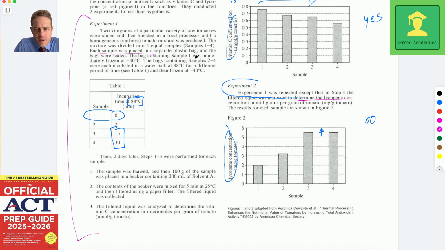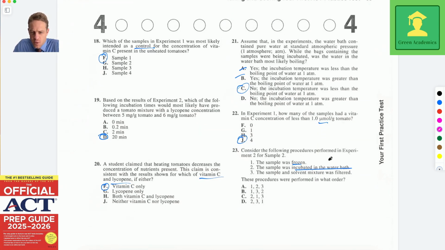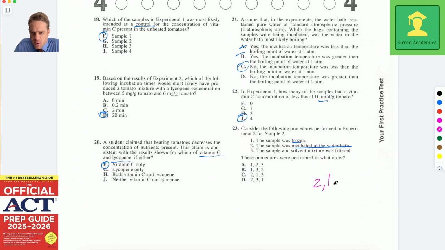Each sample was placed in a separate plastic bag and the bags were sealed. The bag containing sample 1 was immediately frozen at negative 40 degrees C. But it's not that, because that's sample 1. We're looking for sample 2. The bags containing samples 2 to 4 were each incubated in a water bath at 88 degrees C. So incubation happens, and then the freezing happens. So incubate, then freeze, then 2 days later, it does the filtering. And for experiment 2, they just change what you look for when you're filtering. But it's incubate, freeze, filter, which is 2, 1, 3.